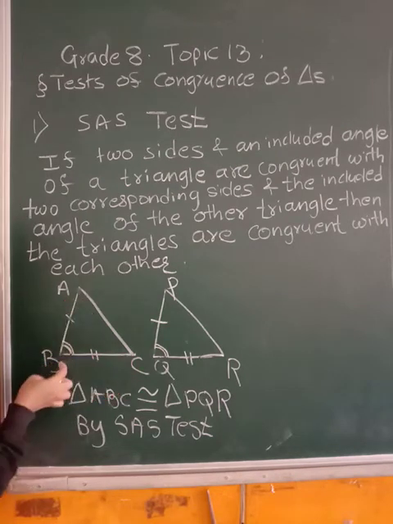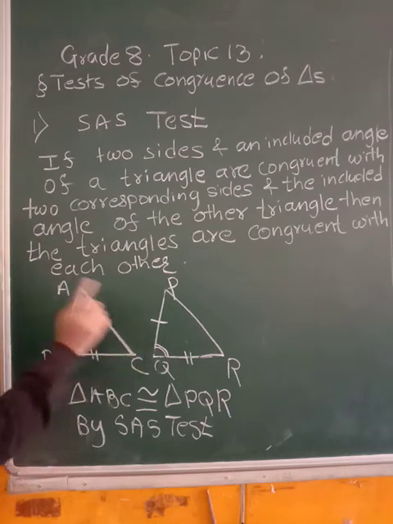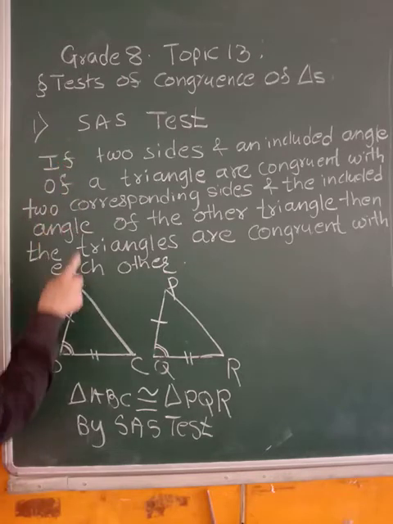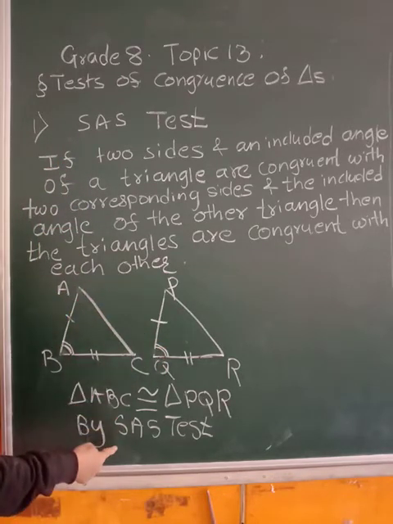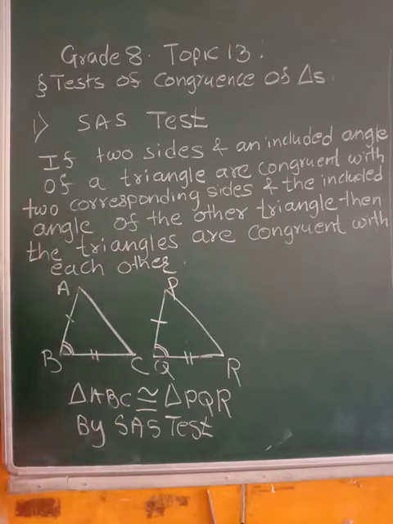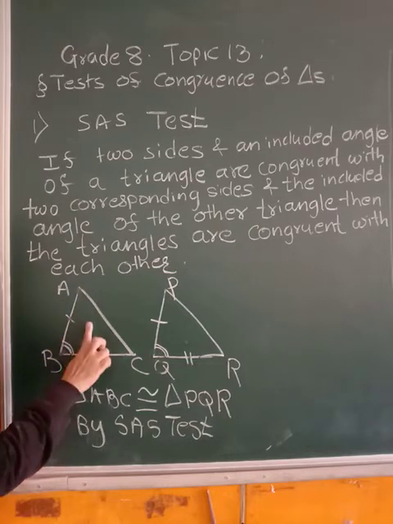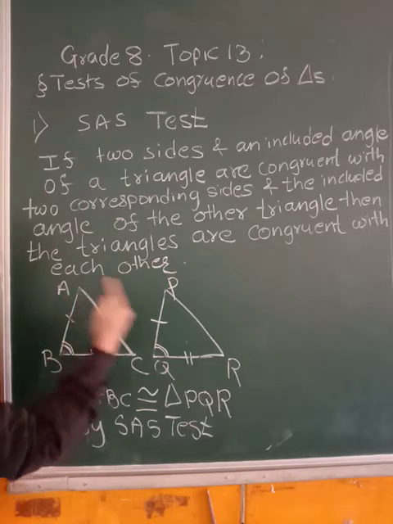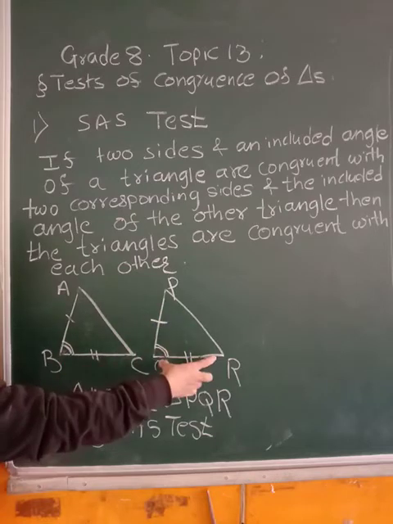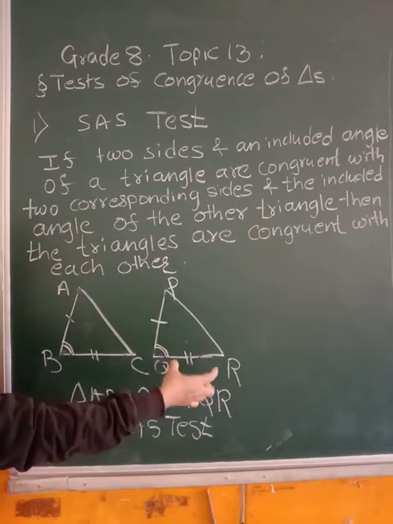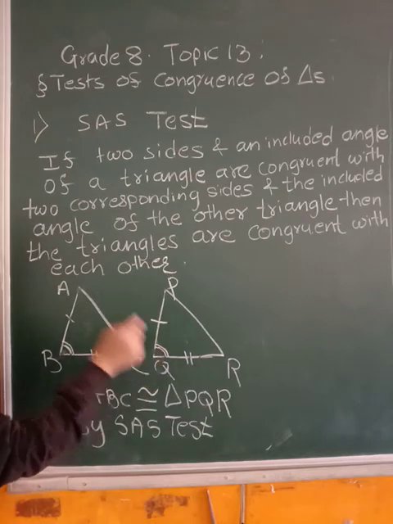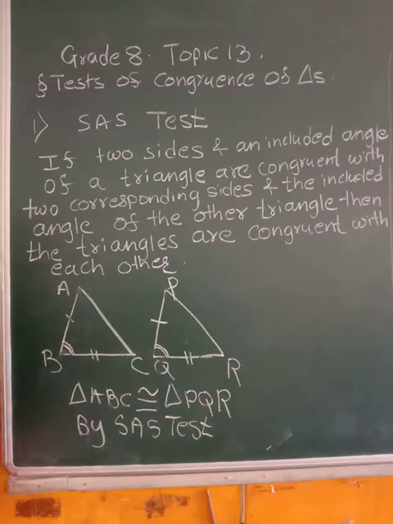Included means these two sides are making this angle, and that should be congruent to the corresponding angle of the other triangle. So you have to pause the video, write the heading, write this explanation, and write this as well along with the diagram. Let us see what is written here. If two sides and an included angle of a triangle, that means the first triangle, are congruent with two corresponding sides and an included angle of the other triangle, then the triangles are congruent with each other.